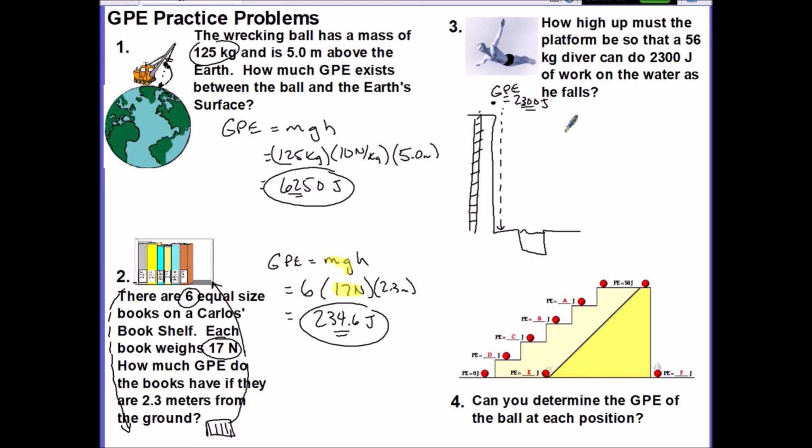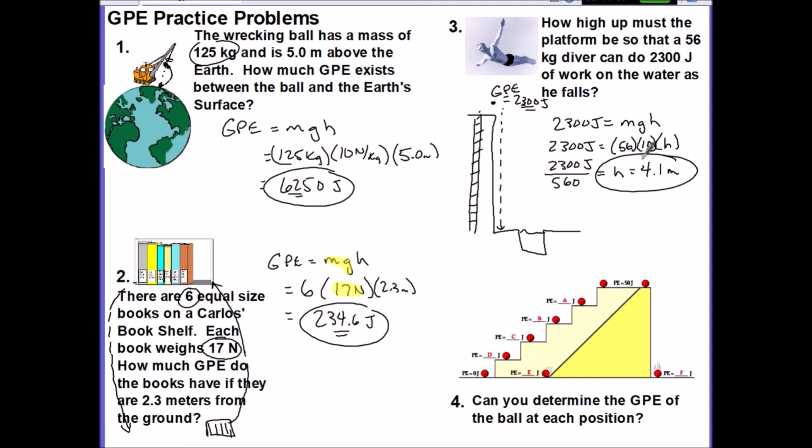So let's go ahead and calculate that. 2,300 joules is mgh. I'm looking for h, so I take 2,300 joules. Let's see, he's 56 kilograms. And g, let's use that to be 10, and then solve that for h. So 2,300 joules divided by, let's see, that's 560, and that would be that height. And so 2,300 divided by 560 is about 4.1 meters.